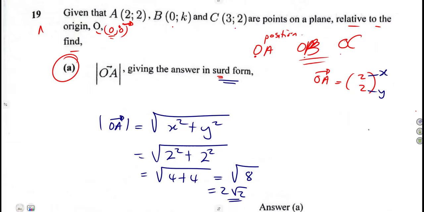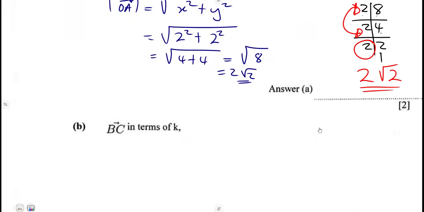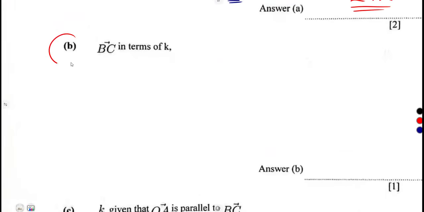Remember the surd form concept, where you express the number as a product of its prime factors to write this answer in simplest form. 8 divided by 2, that's 4. By 2, that's 2. By 2, that's 1. So you can see that there is a pair of 2. So the pair, you write it outside of the square root. The number without a pair, you write it inside the square root. So this was the same answer as before. So you can have that in surd form.